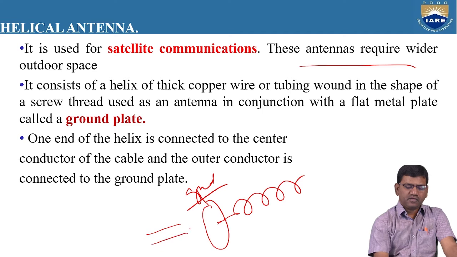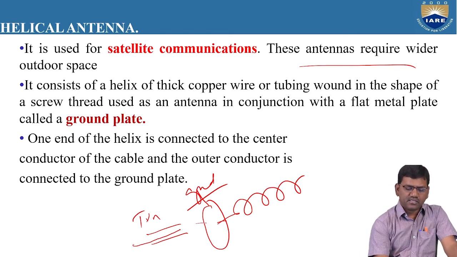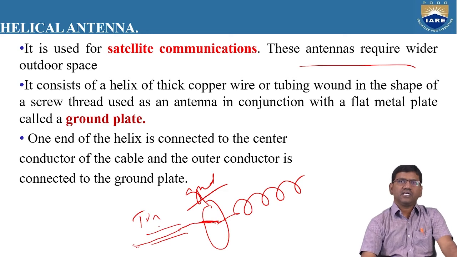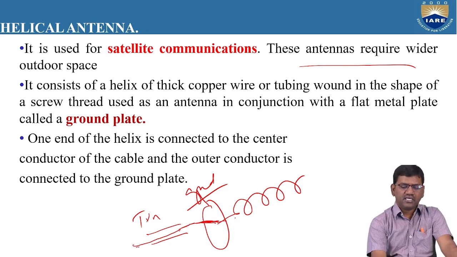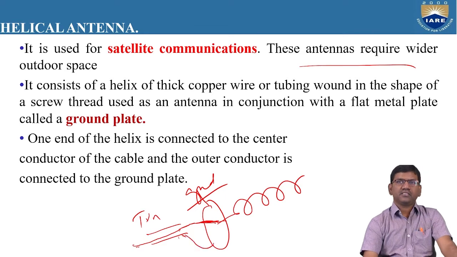This is the coaxial cable transmission line. There is a small internal conductor, which is the center of the transmission line, also called the inner conductor. It is connected to the helical antenna, and here there is the outer conductor, which is connected to the ground plane.